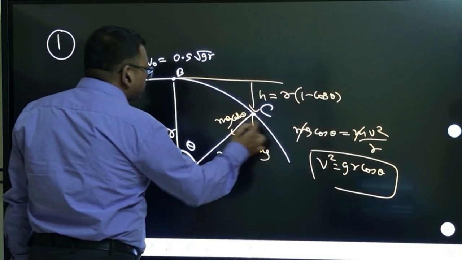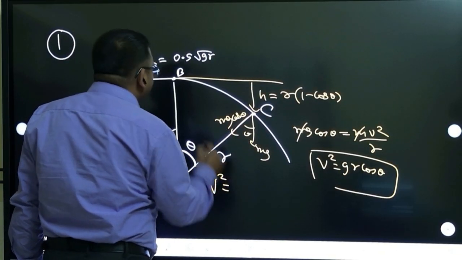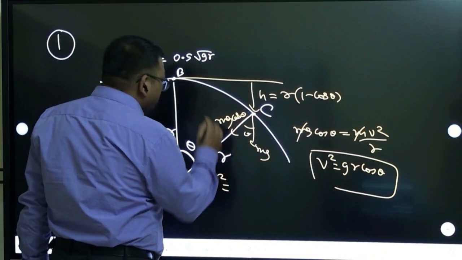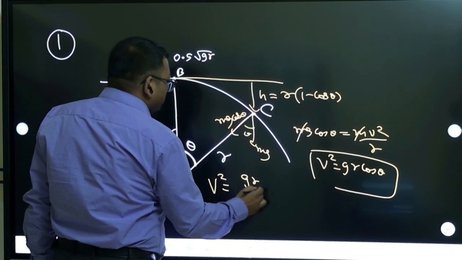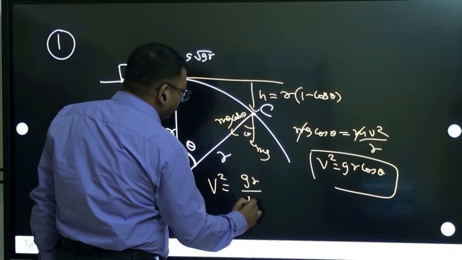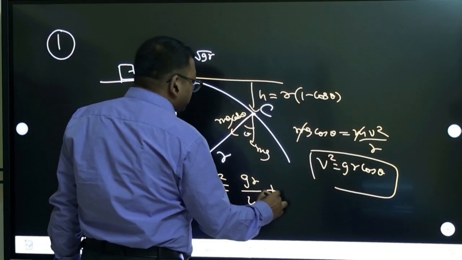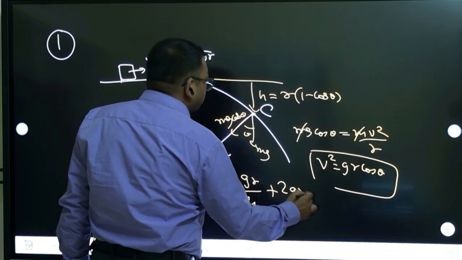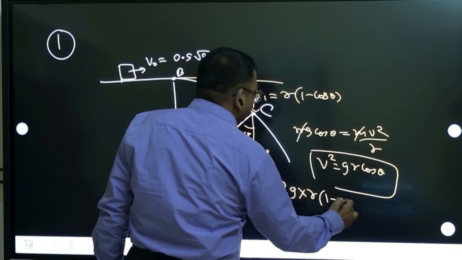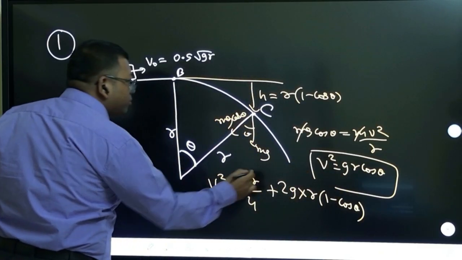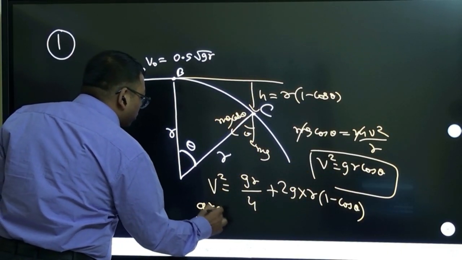Here the speed squared will be the square of this, which is gr by half squared, so gr by 4. v square equals u square plus 2gh. h is what? r(1 minus cos theta). Now we'll substitute and solve. So v square becomes gr cos theta.